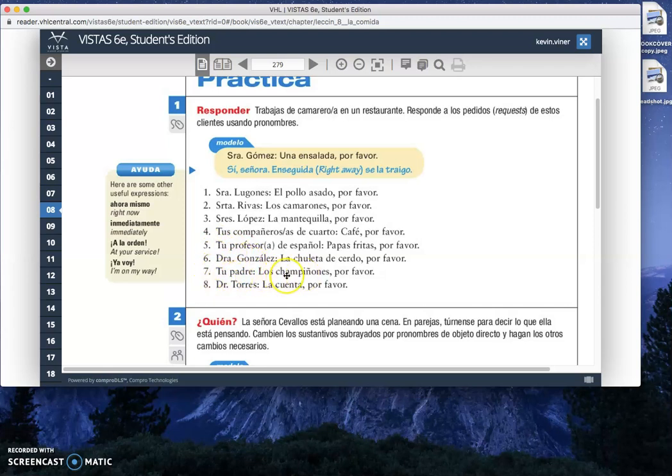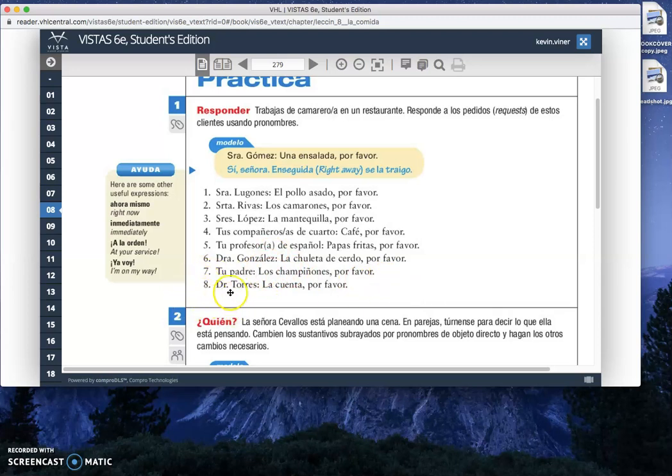Tu padre. You'd probably be informal here, right? So your padre is asking for los champiñones. You'd say, sí, padre, sí, papá, right? Enseguida te los traigo. Te los traigo. Or if you're being formal with your dad, you'd simply say, se los traigo.